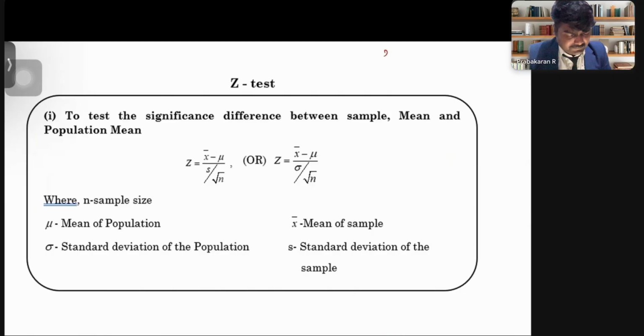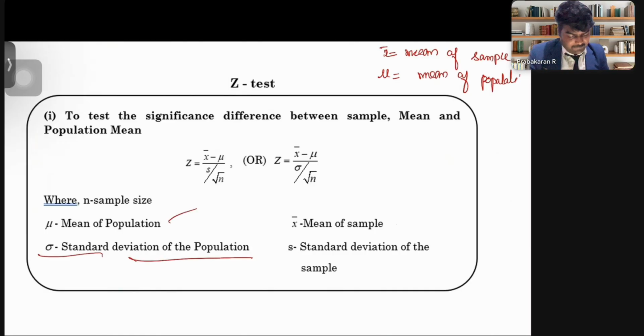That is, x bar is the mean of the sample, mu is the mean of the population. Mu is the mean of the population, sigma is the standard deviation of the population, x bar is the mean of the sample, and small s is the standard deviation of the sample. We are comparing the mean of the sample with the mean of the population, x bar minus mu. If they have given the standard deviation of the population, we can make use of this formula.